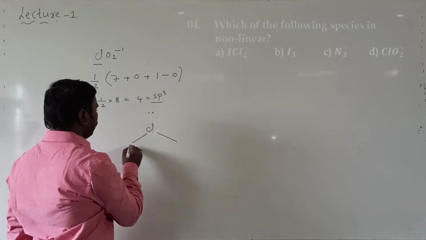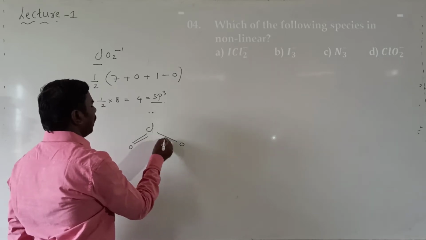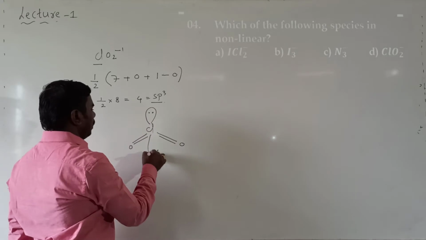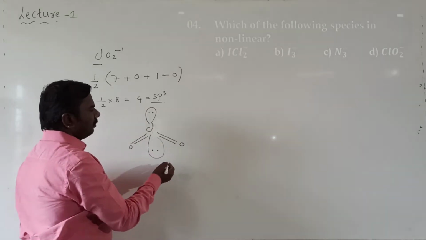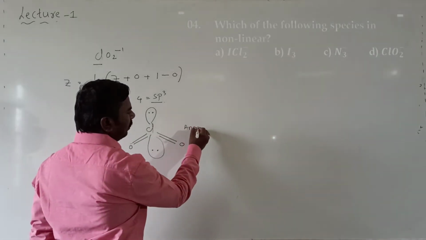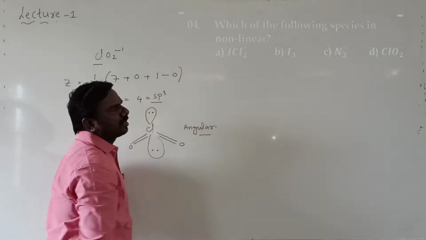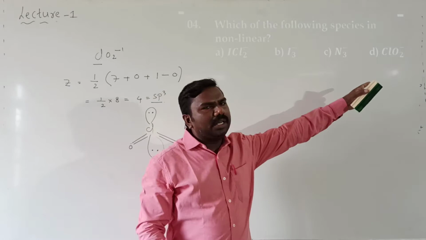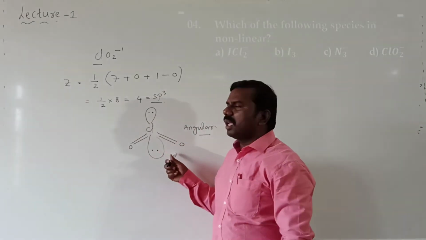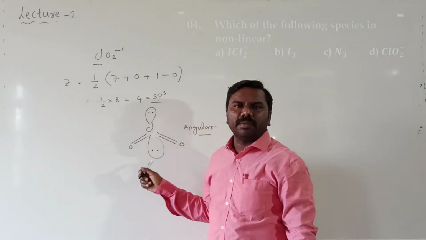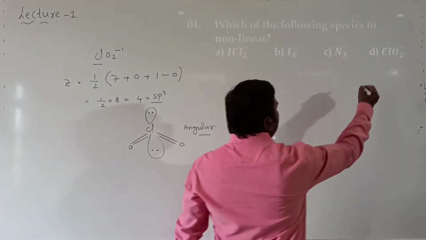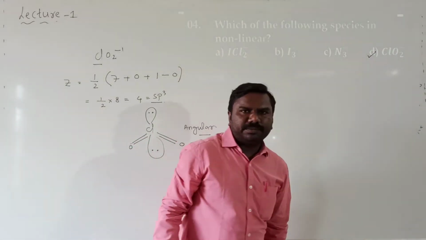Next, it is actually tetrahedral, but the real shape is angular. Angular means it is non-linear. Remaining all are linear. The only one is D, which is angular because of sp3 hybridization. So option D is the correct answer.